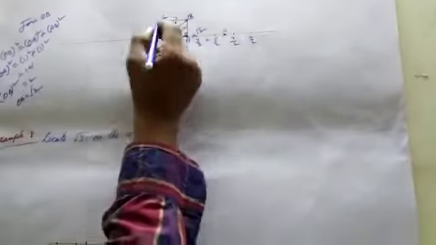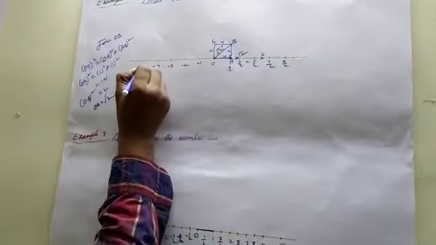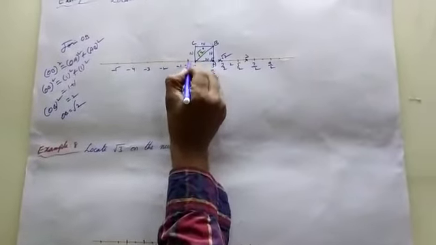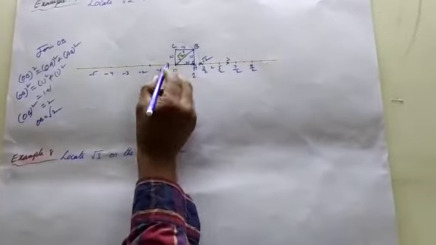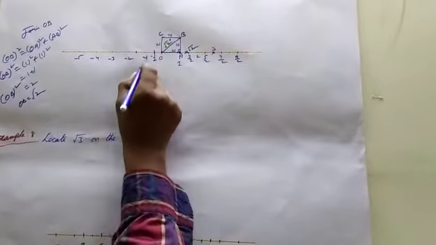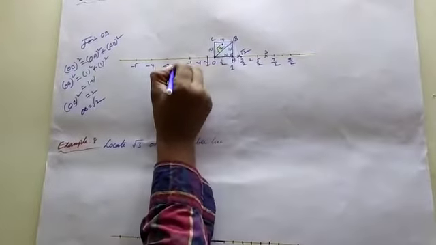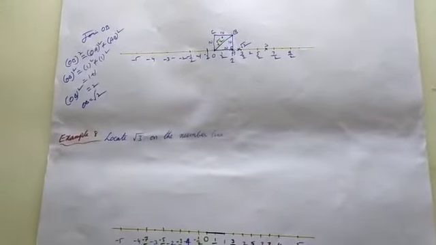At the same time, this side is minus 1, minus 2, minus 3, minus 4, minus 5. What is in between 0 and minus 1? Minus 1 by 2. What is exactly between minus 1 and minus 2? Minus 3 by 2. And minus 5 by 2.